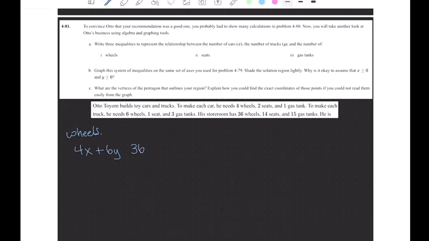Okay. So now we have to figure out what inequality we're going to use. Can we use more than 36 wheels? No, because we don't have any more, right? Could we use exactly 36? Yes. The piece on the left is telling us how many we need or what we're going to use. So less than or equal to? Yep, less than or equal to 36.